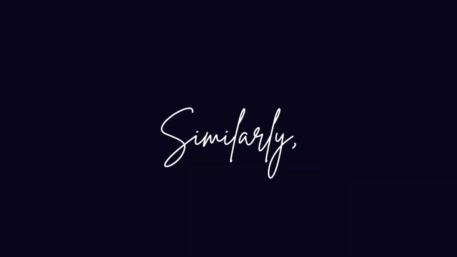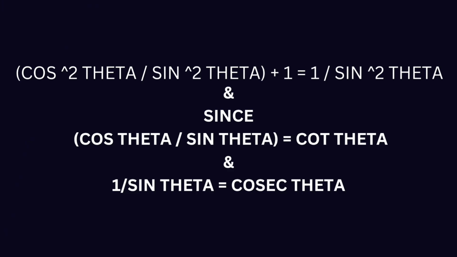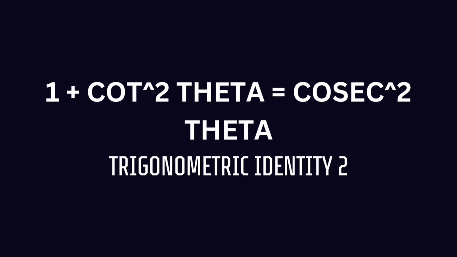Bonus tip 2. Similarly, we proved sin square theta plus cos square theta is equal to 1. Again divide by sin square theta on both sides. At first we did cos square theta, now sin square theta on both sides. We get 1 plus cos square theta by sin square theta equal to 1 by sin square theta. Since cos theta by sin theta equal to cot theta and 1 by sin theta equal to cosecant theta, we get 1 plus cot square theta equal to cosecant square theta. So this is your next trigonometric identity.